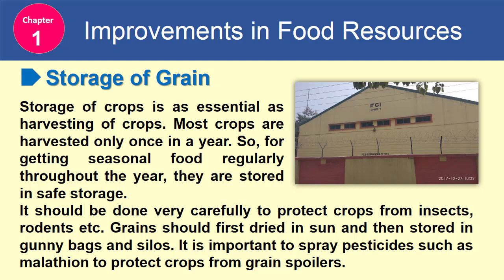It should be done very carefully to protect crops from insects, rodents, etc. Grains should first be dried in the sun and then stored in gunny bags and silos to reduce the moisture content of the grain. It is important to spray pesticides such as malathion to protect crops from grain spoilers.